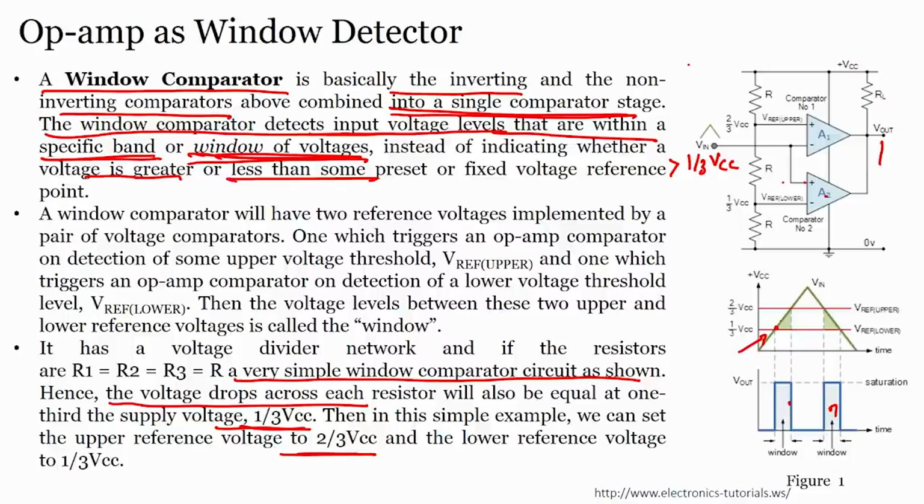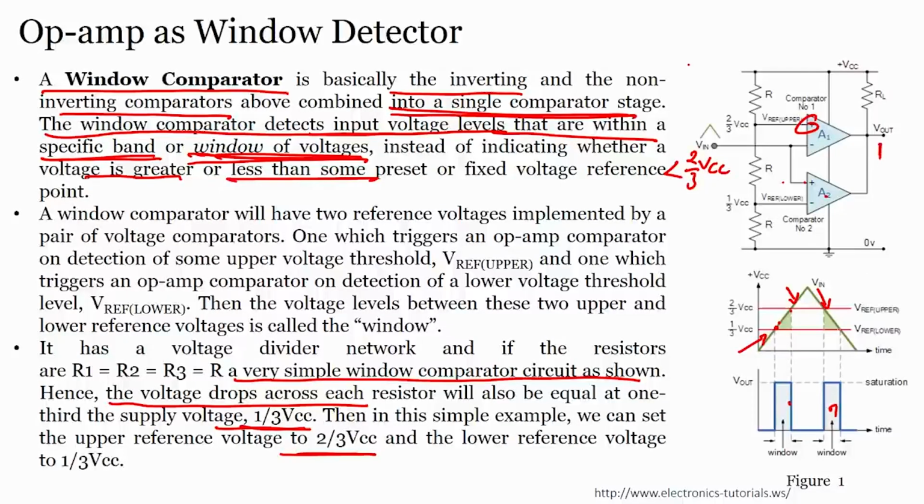When this input voltage increases to this region, and goes to this particular region, then your V in becomes greater than 2 by 3 VCC, and my output would be 0. When you follow back again, you will see this switch to 1, because as soon as it becomes less than 2 by 3 VCC, this you see is positive. So, this output becomes 1.